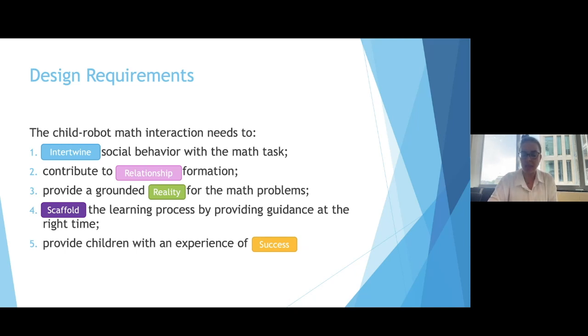And that means that we use the intertwining of the social behavior with the math task of the child, where we could contribute to the relation formation, and that it was grounded in a reality for the math problems. So that also meant that we had to use scaffolding for the learning process, so that the children could experience and see that success, so that they could also stay motivated.